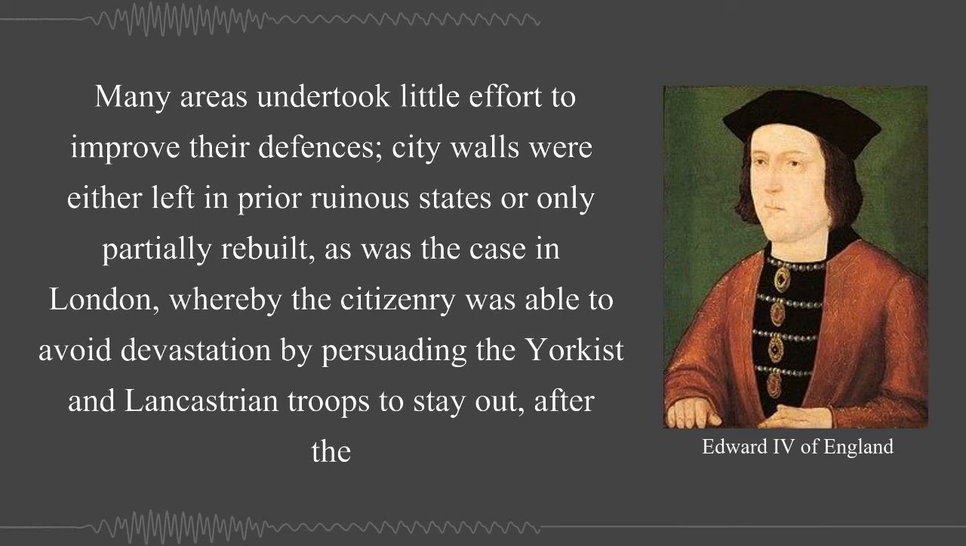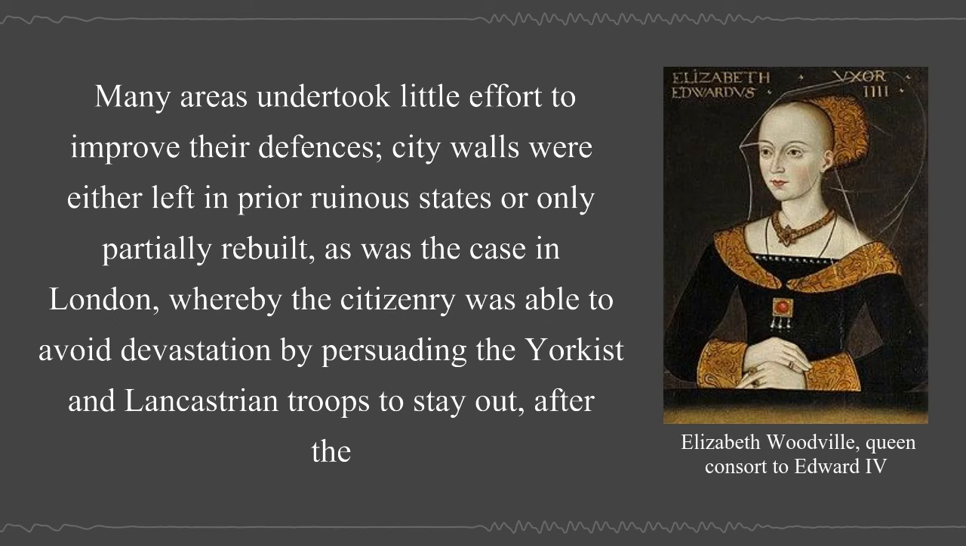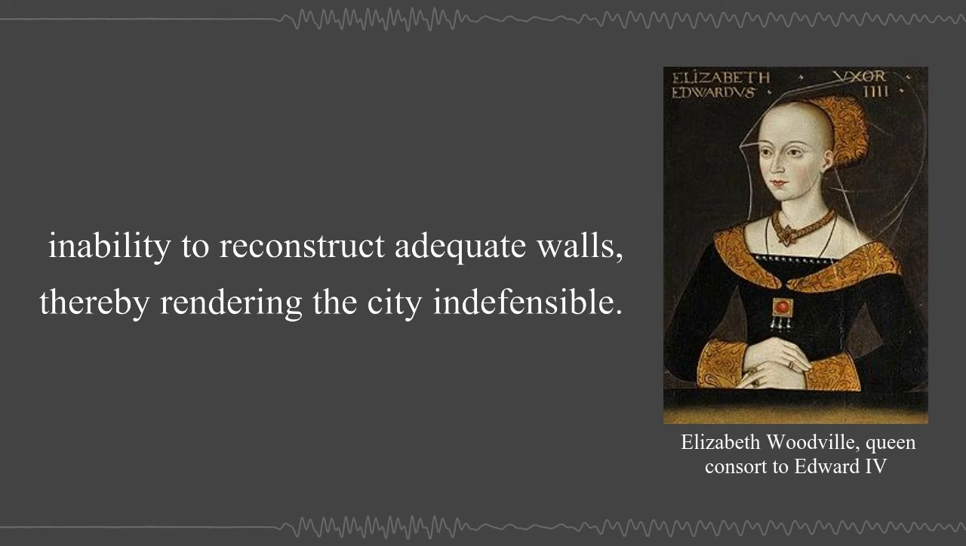City walls were either left in prior ruinous states or only partially rebuilt, as was the case in London, whereby the citizenry was able to avoid devastation by persuading the Yorkist and Lancastrian troops to stay out after the inability to reconstruct adequate walls, thereby rendering the city indefensible.